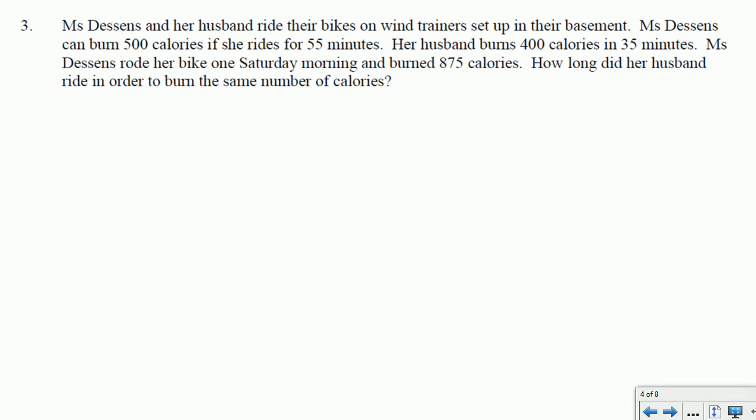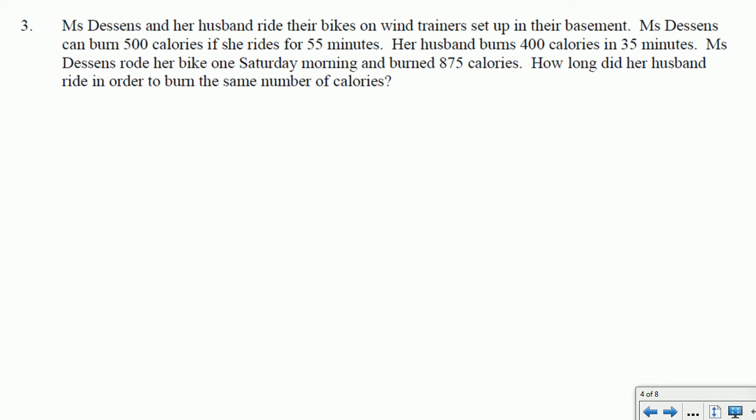In question number 3, Miss Dessens and her husband ride their bikes on wind trainers set up in their basement. Miss Dessens can burn 500 calories if she rides for 55 minutes, and her husband can burn 400 calories in 35 minutes. Miss Dessens rode her bike one Saturday morning and burned 875 calories. How long did her husband need to ride in order to burn the same number of calories?